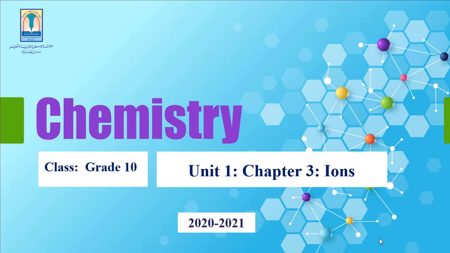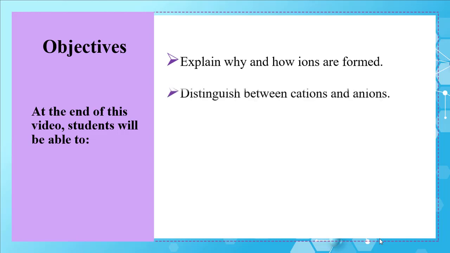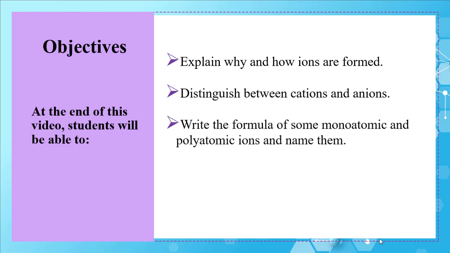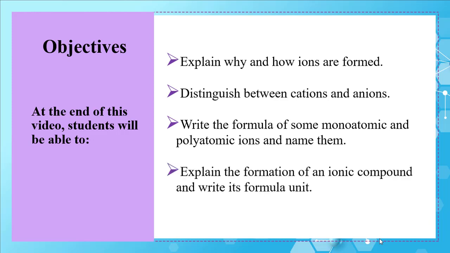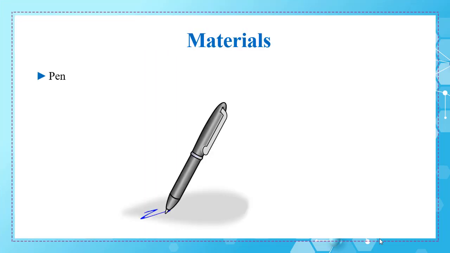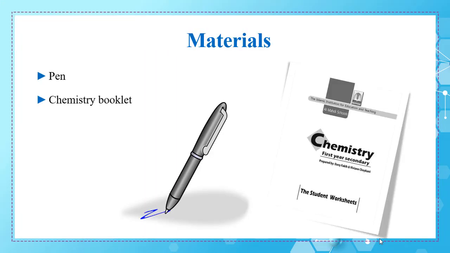Hello dear students, in chapter 3 entitled Ions, in the first session we're going to learn the following objectives. Explain why and how ions are formed. Distinguish between cations and anions. Write the formula of some monoatomic and polyatomic ions and name them. And finally, explain the formation of an ionic compound and write its formula unit. You need your pen and your chemistry booklet while watching this video.